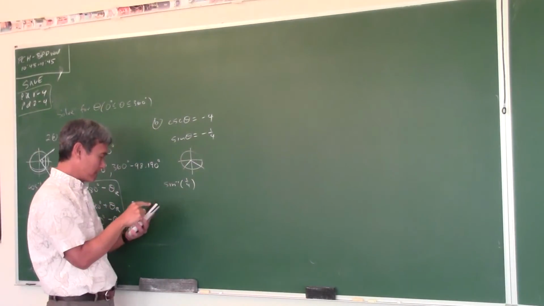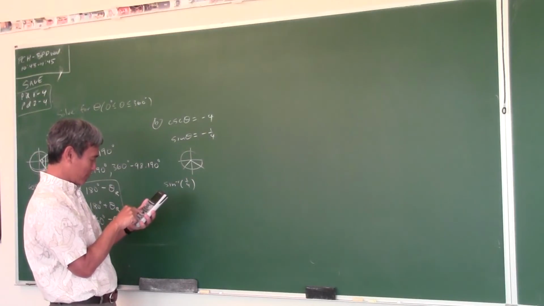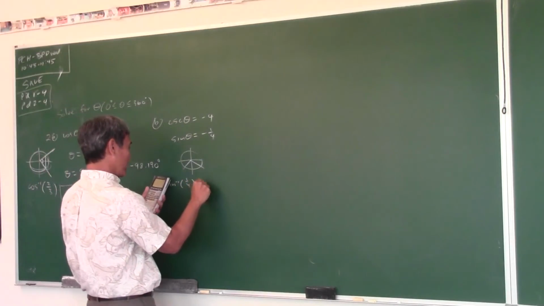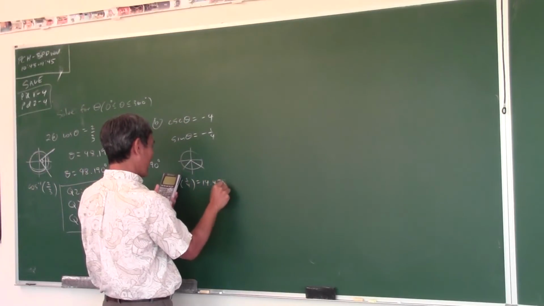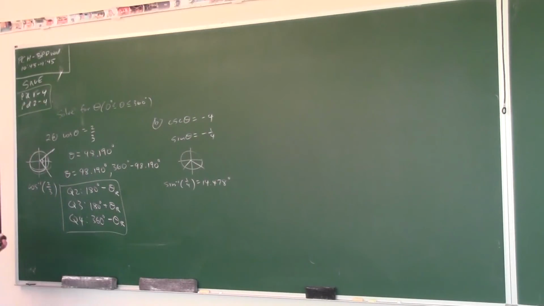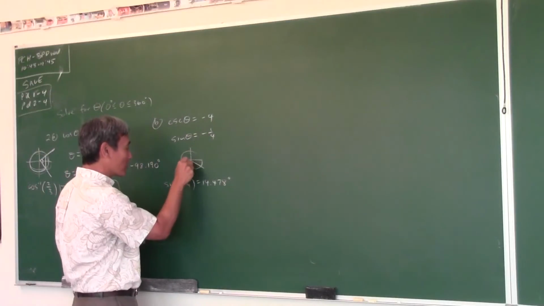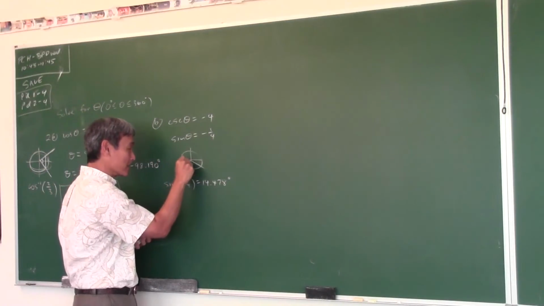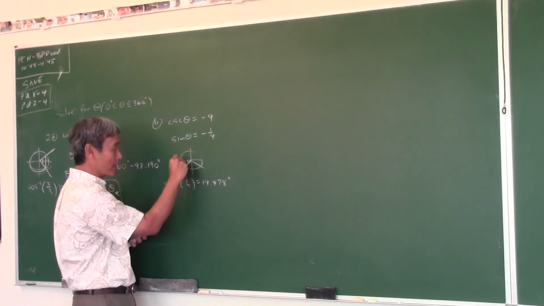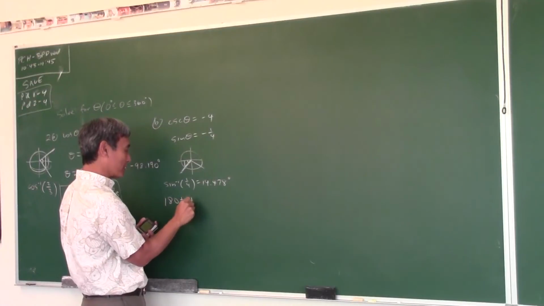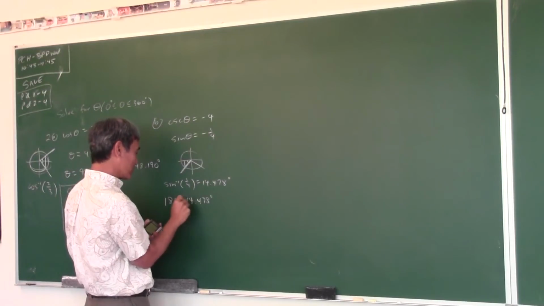So punch that in on your calculator. Sine inverse 1/4 is, boom, 14.478 degrees, rounded to 3 places. Once you have the reference angle, how do I get the one in the second quadrant? You go 180 plus the reference angle. See, this is the reference angle right there, so 180 plus that. So the first answer is 180 plus 14.478 degrees.